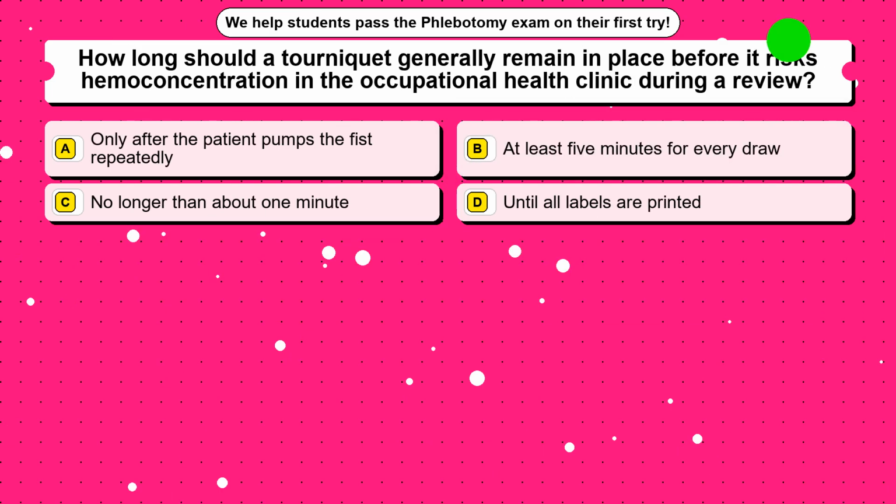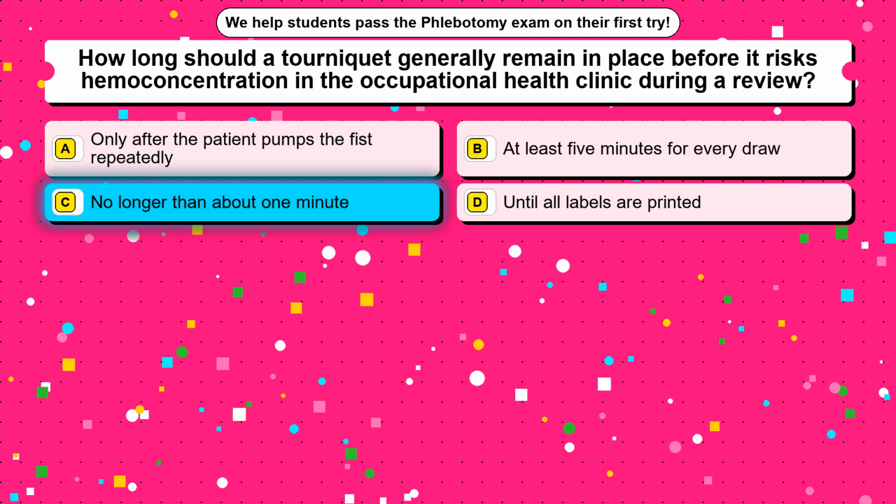Question 17. How long should a tourniquet generally remain in place before it risks hemoconcentration in the occupational health clinic during a review? Option A, only after the patient pumps the fist repeatedly. Option B, at least 5 minutes for every draw. Option C, no longer than about 1 minute. Option D, until all labels are printed. The correct answer is option C.